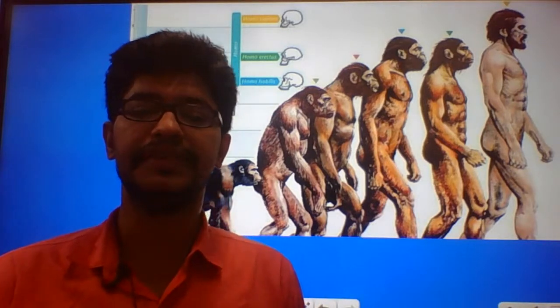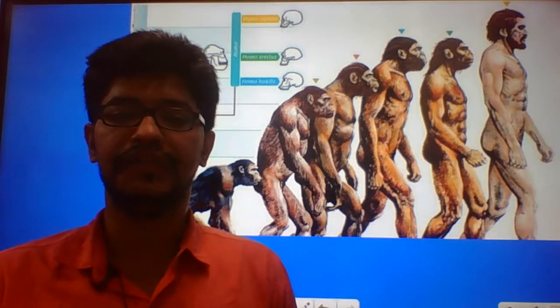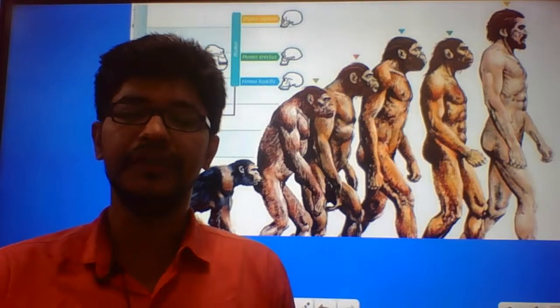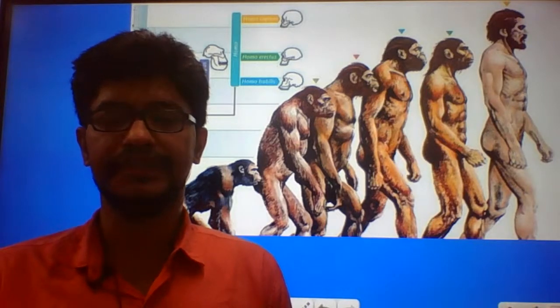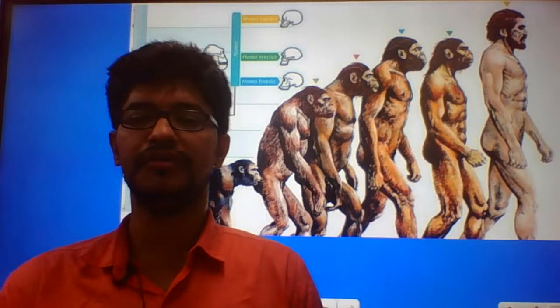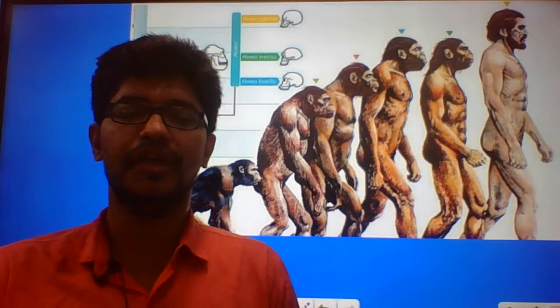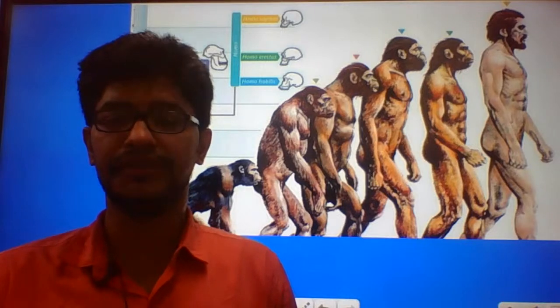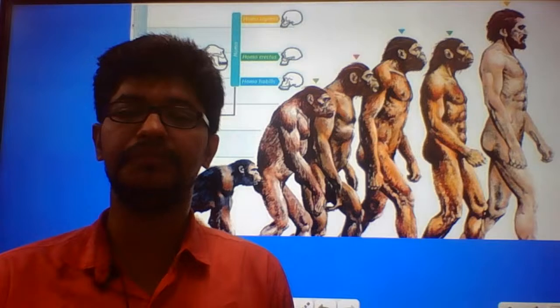Evidences like morphological evidences, anatomical evidence, embryological evidence, paleontological evidence, cytological evidence. We almost completed these, and the other theories as well: Lamarck's theory, Darwin's theory, mutation theory. These are some of the theories that we discussed. Okay, we will almost try to complete this particular chapter by today.